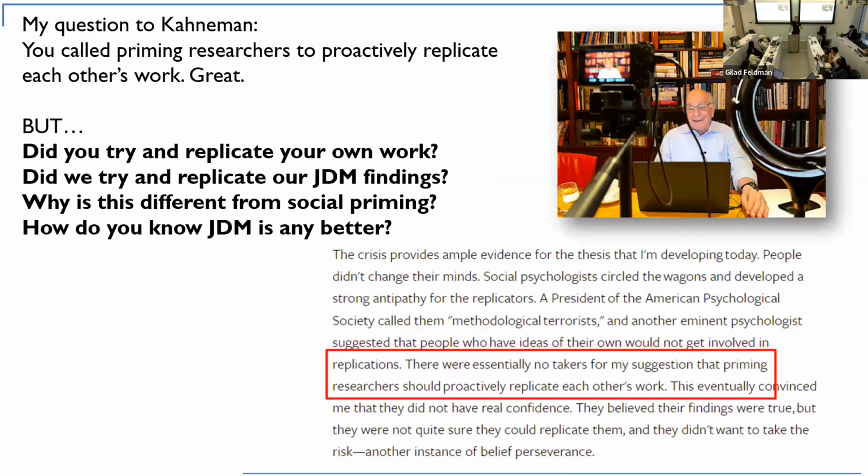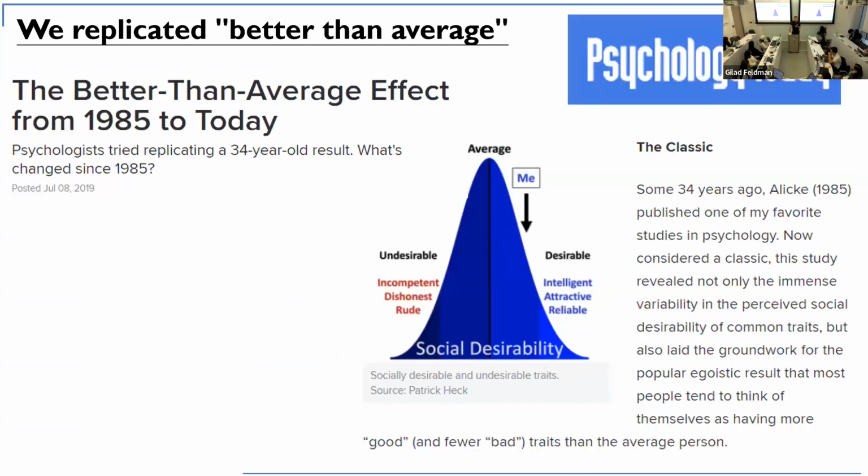So my question to Kahneman, and I've asked this publicly many times, is like, did you try and replicate your own work? Should we try and replicate JDM findings? Why is this different than social priming? How do you know? If you see biases in others, why don't you call for others to check biases in yourself? So the check me, replicate me is more than just a slogan. It's a way for us to protect ourselves against our own biases. Of course, we also replicated a bunch of other things like the better than average effect.